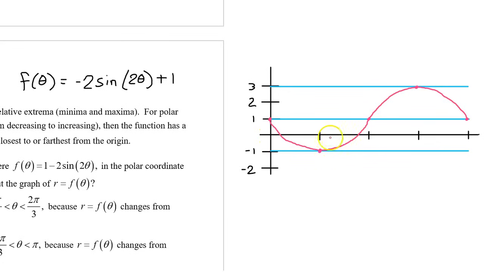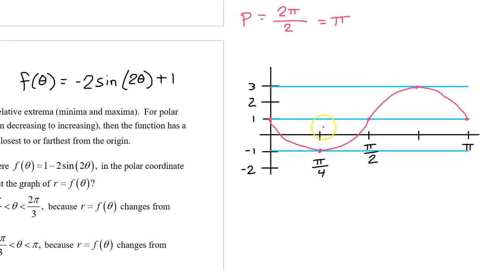Let's put some numbers on the horizontal axis. The b value of 2 tells us the period. The period for a sine function is always 2 pi divided by the b value, so in this case that's 2 pi divided by 2. The 2's cancel out and we get that the period is pi. That's why we're going to put pi here at the end. Then half of pi is pi over 2. And then half of that is pi over 4.